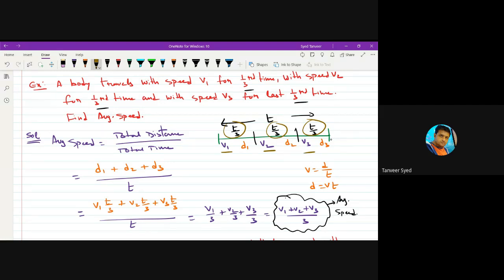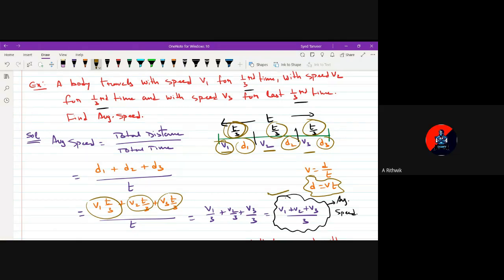In the first interval of time, speed is v1, second part v2, third part v3. So average speed is total distance by total time. Distances are not given, so we assume them d1, d2, d3. d1 plus d2 plus d3 by total time t. Distance can be written as velocity into time or speed into time. Distance d1 is speed in this interval of time into that interval of time, v1 into t by 3. We do the same thing for second part and third part. Simplifying, you'll get this result.